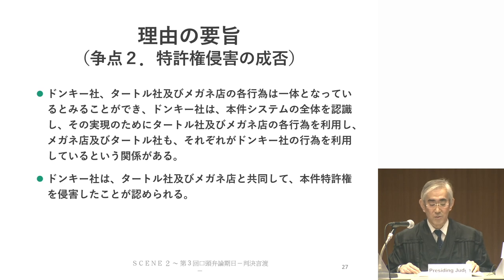Therefore, the acts of Donkey, Turtle, and the optician shops are regarded as all acting jointly as a single actor. In their relationship, Donkey is aware of the system as a whole and uses the acts of Turtle and the optician shops to achieve the system, while each of Turtle and the optician shops uses the acts of Donkey. Based on these points, Donkey is found to infringe the patent right jointly with Turtle and the optician shops.